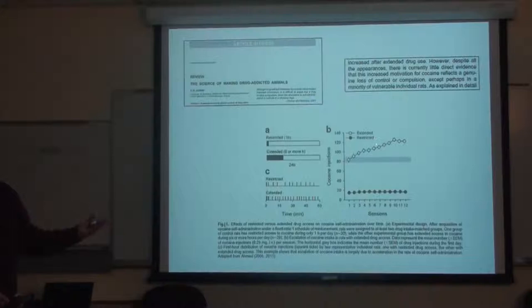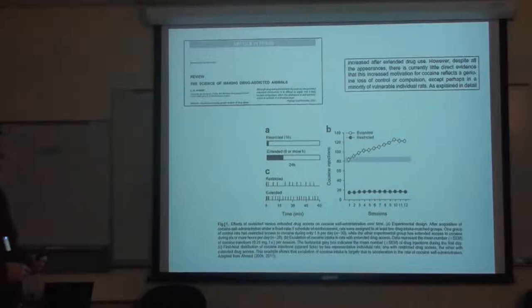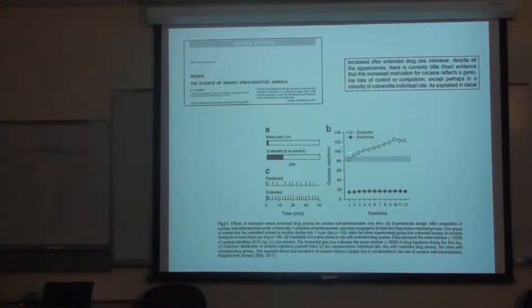That seems pretty simple because it's just a matter of changing time. But if you can imagine your experiment taking 6 hours instead of 1 hour, you can imagine that people like to try to do this in 1 hour rather than six. But what you find is that if they have 6 hours of access, animals, rats, will escalate their intake over time, which is exactly what people do. So you can get more addiction-like behavior in animals, but you need to change your model a little bit.